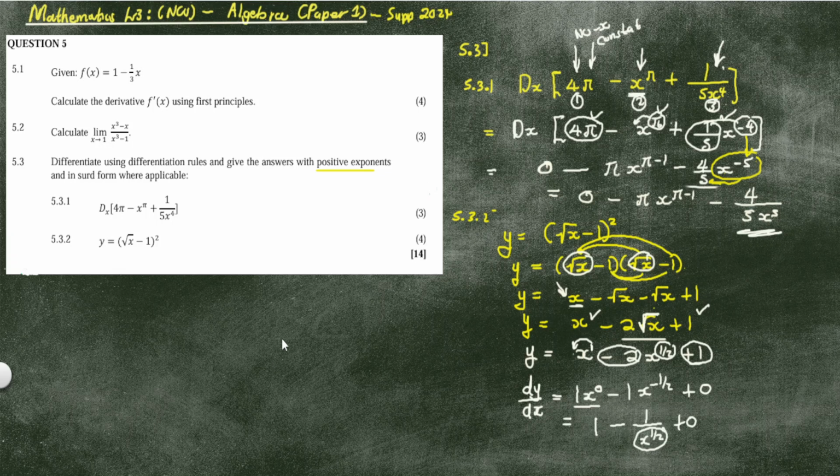But the question also says leave in surd form where applicable. So this is a case where this expression can be left in surd form because the exponent is a fraction. 1 minus 1 over the square root of x plus 0. This is your final answer there.